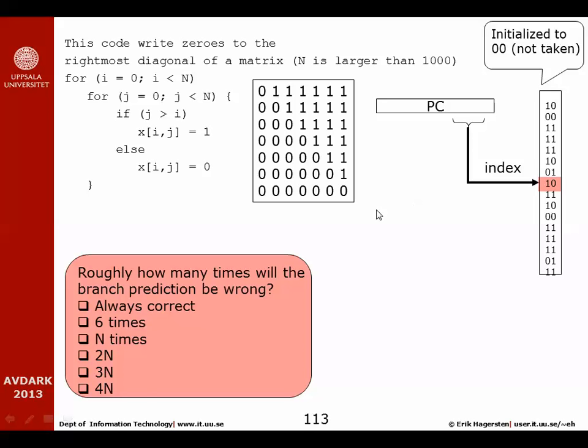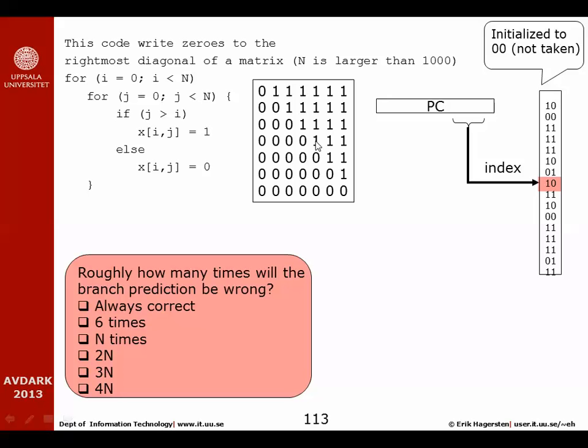And the correct answer is 4n times. So what's going to happen here for each line? Let's look at one of the lines in the middle. We're going to be in the else part of the if statement, so we're going to predict else, predict else, predict else, predict else. Whoops! We are in the if part of that clause now. So that's going to be one wrong prediction.